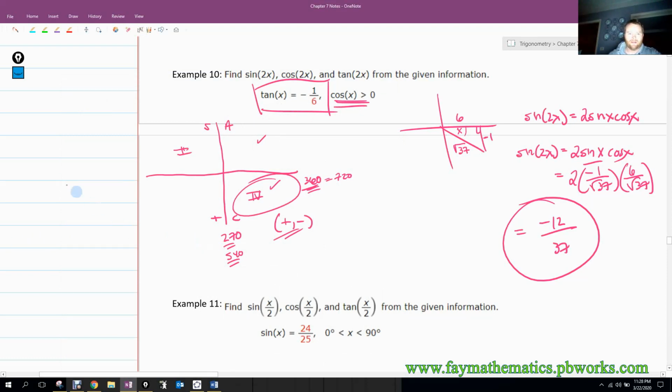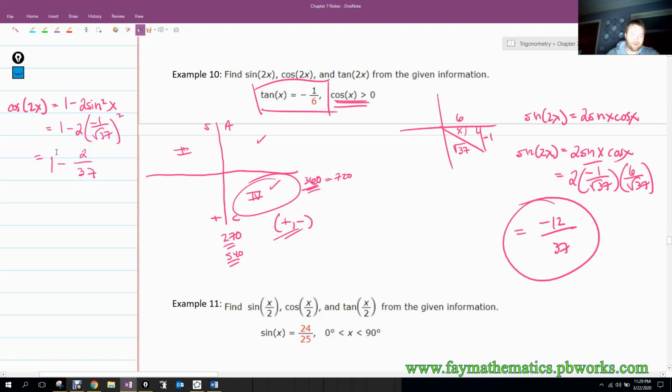So cosine of 2x then, let's do the same thing. Just do it right here. Cosine of 2x, I'm going to go 1 minus 2 sine squared x. You can use any one of the formulas. I like using that one. So 1 minus 2. Now sine of x, again using the same picture, is negative 1 over root 37, and we'll square that. So it gives me 1 over 37. So it's going to be 1 minus 2 over 37.